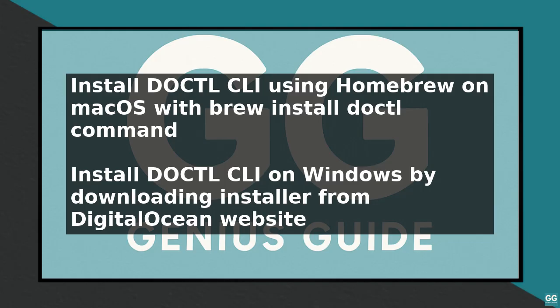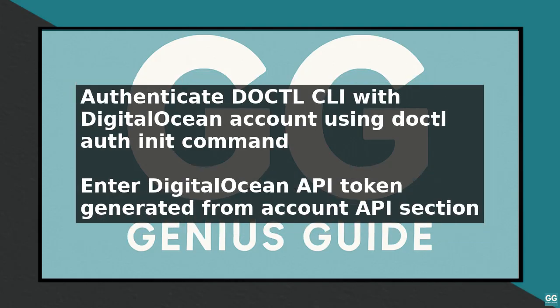For macOS users using Homebrew, you can install doctl by running the command brew install doctl. For Windows users, you can download and install the doctl installer from the DigitalOcean website. For Linux users, you can install doctl using the package manager for your distribution.